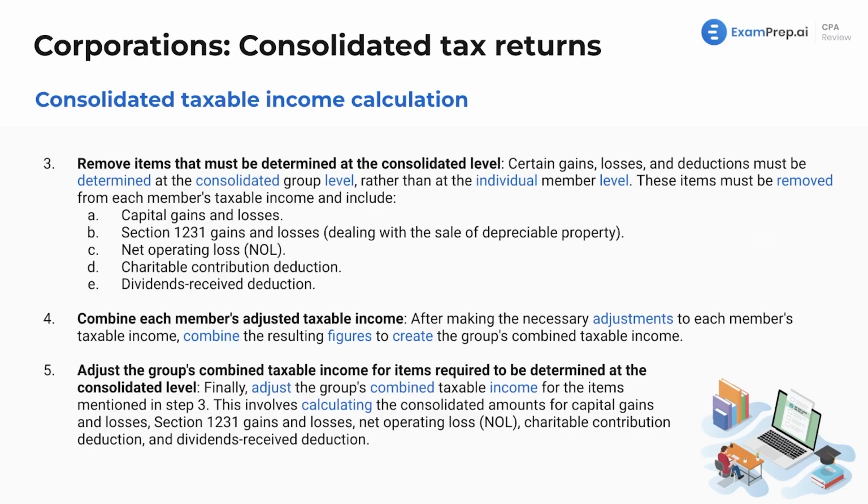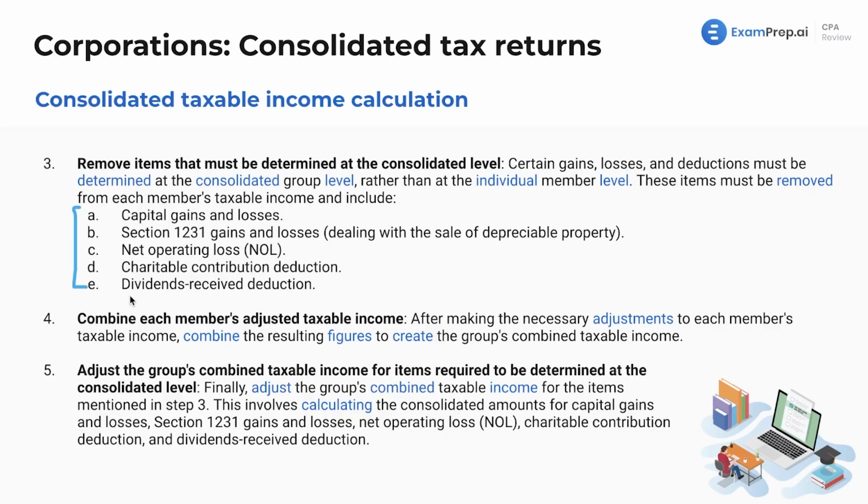Next up, we want to remove items that must be determined at the consolidated level. So certain gains, losses, and deductions must be determined at the consolidated group level rather than at the individual member level. These items must be removed from each member's taxable income, and these are the items here. We've got capital gains and losses, 1231 gains and losses, net operating losses, charitable contribution deduction, and our dividend received deduction. So as a reminder, we got two more steps, and then we will be seeing numerical examples with this. So we will be able to visualize what's going on and get some practice with it.